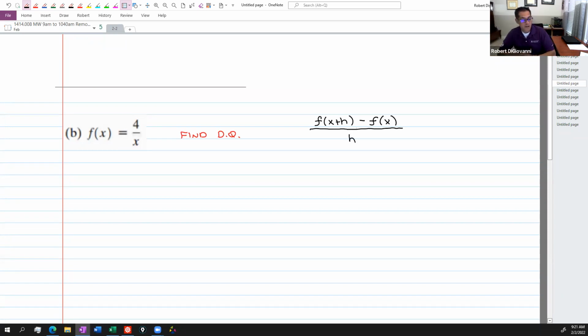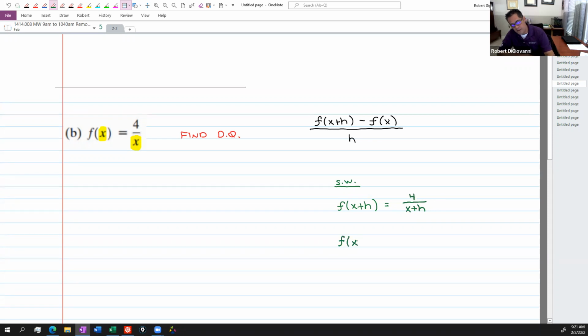Okay, I need to do some scratch work. First thing I need to do is figure out what f of x plus h is. So if I look at my original function, replace the x over there in yellow with x plus h, all I get here is 4 over x plus h. Not so bad, huh? Not much we can do with that, right? Just leave it like that.